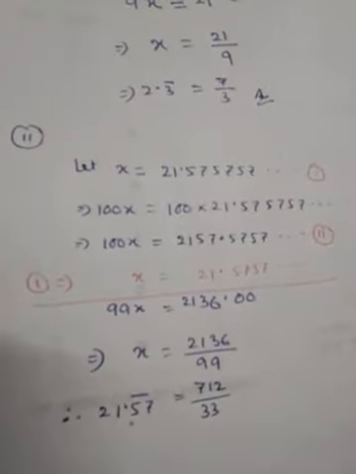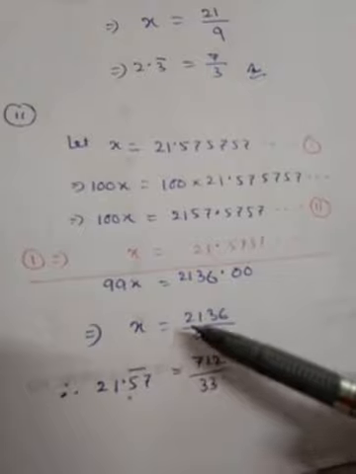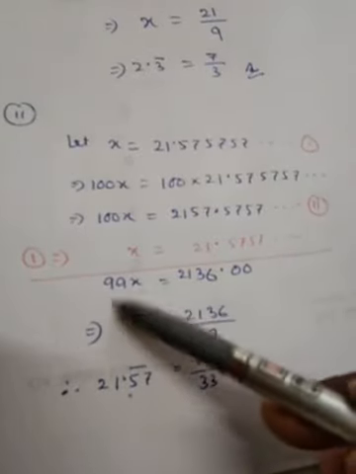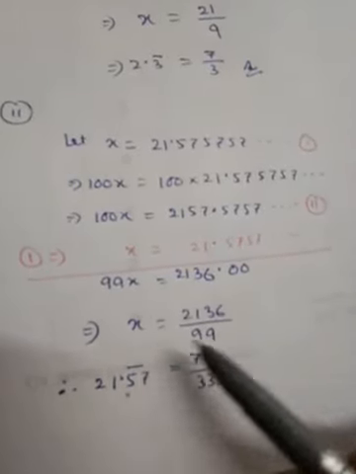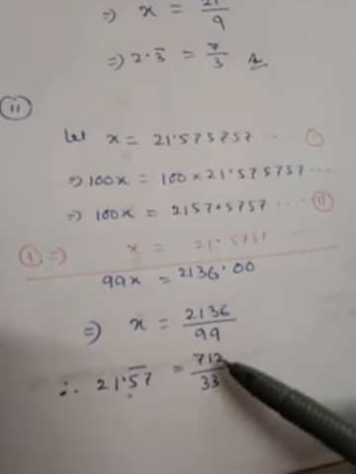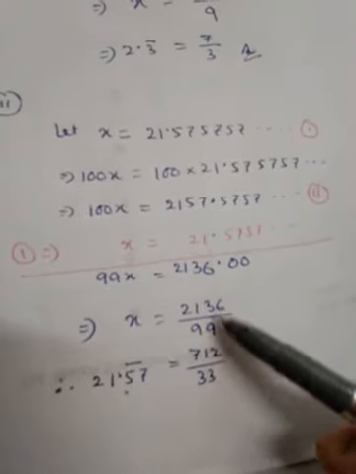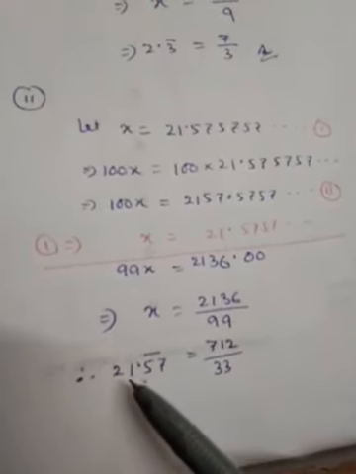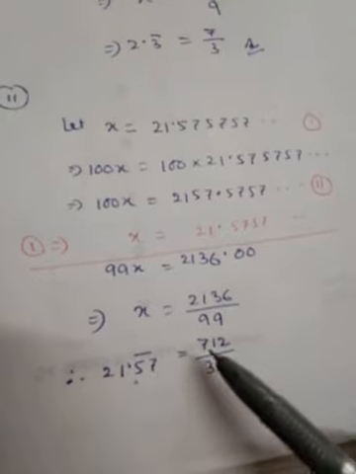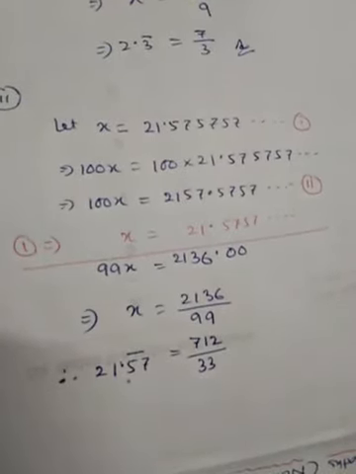Then we have divided this by 99. 99 will shift, so x will be this one. If possible we'll simplify, so after simplifying we'll get this much, cancelling both numerator and denominator by 3. So therefore 21.57 bar is 712 divided by 33.